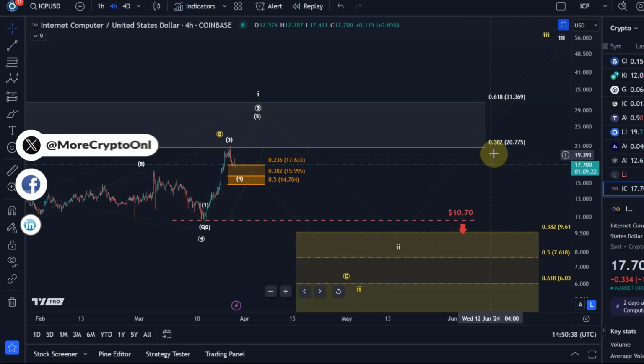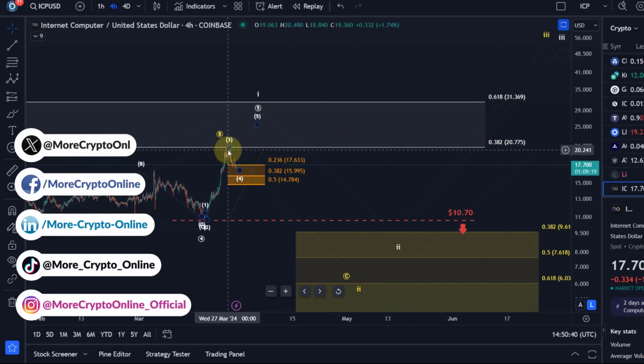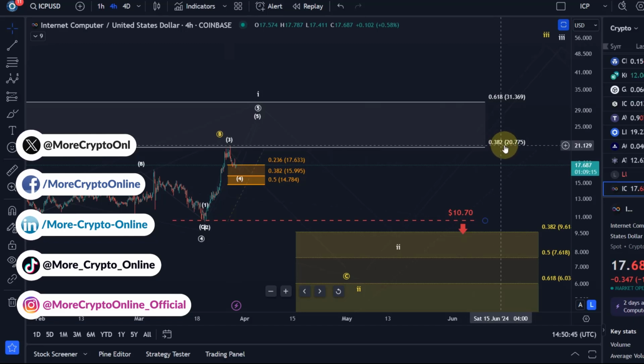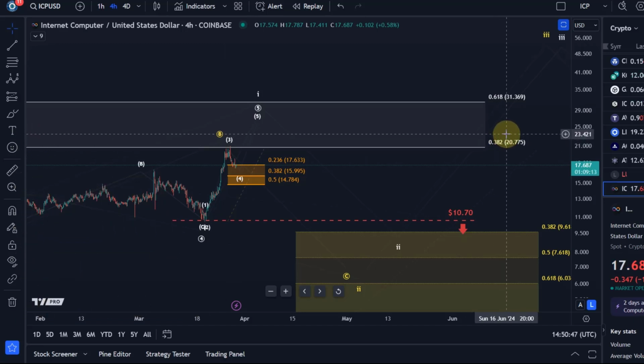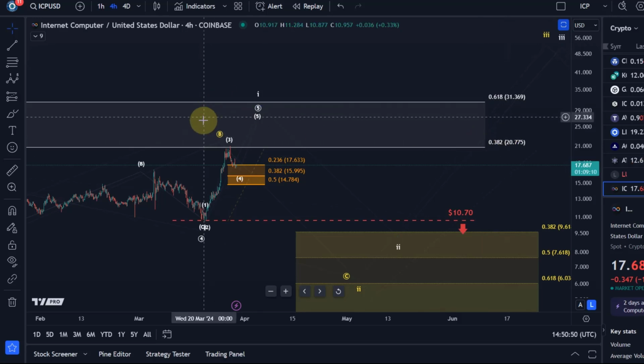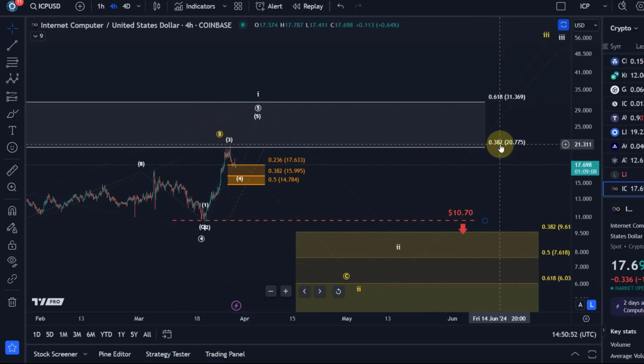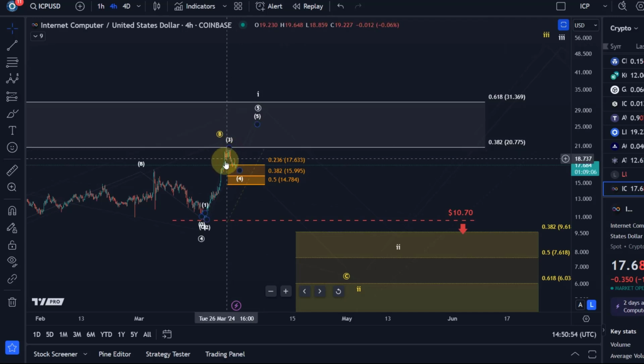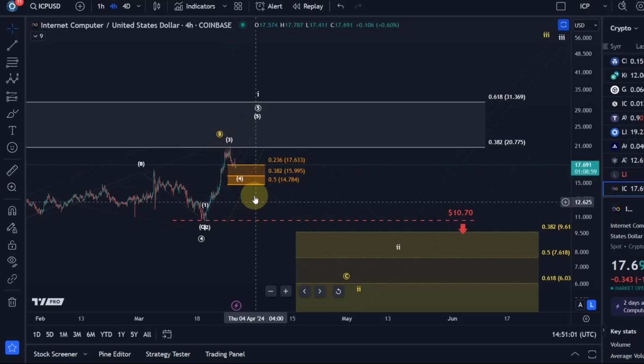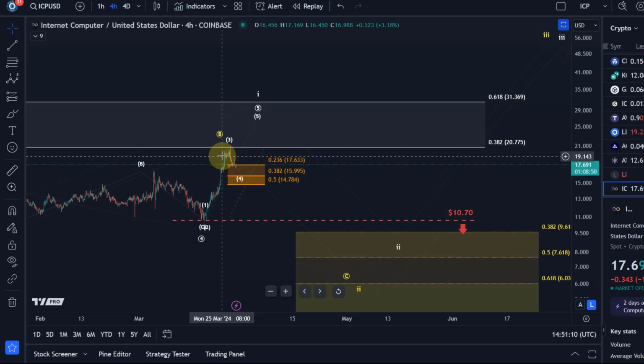The ICP chart reached my first target for this upside move a few days ago, on Wednesday actually, and you can see how important these Fibonacci levels are, because the price has respected the 38.2 Fib extension perfectly. It tried to break through a few times, but failed and got rejected. Now it is coming down into support. We've got this support area between $14.78 and $17.63, which is relevant for bullish trend continuation.